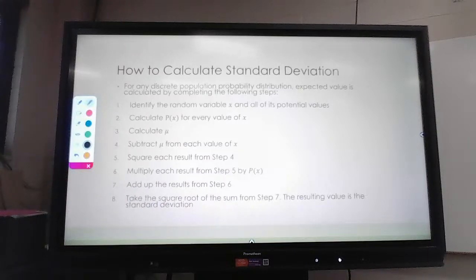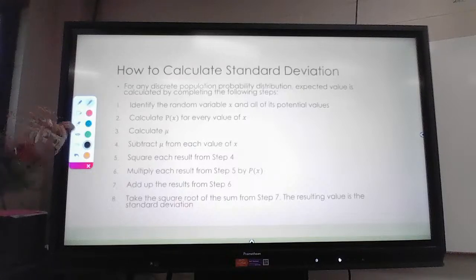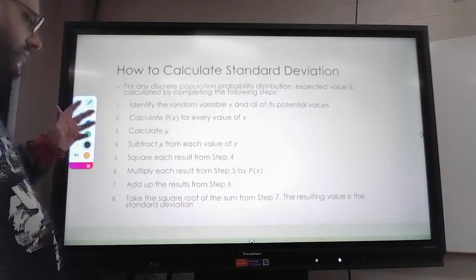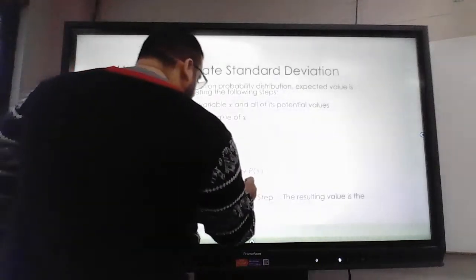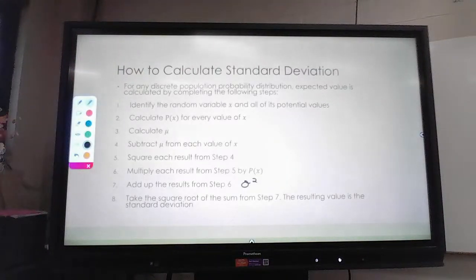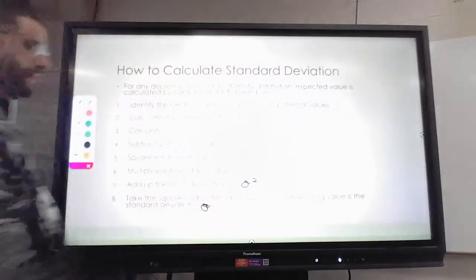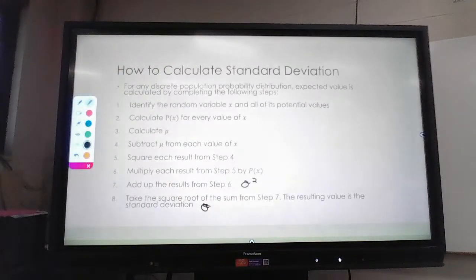Subtract the average, subtract the mean from every value of x. So x minus the mean. Then we're going to square x minus the mean for each one. Once we do that, then we multiply each result by its respective probability. And then we add up those results. Now, when we add up those results, that's where we get our variance. That's just like when we did variance and standard deviation in chapter 3, the second to last step always gave us the variance. And to find the standard deviation, you just have to take the square root of the variance. And that's your standard deviation.